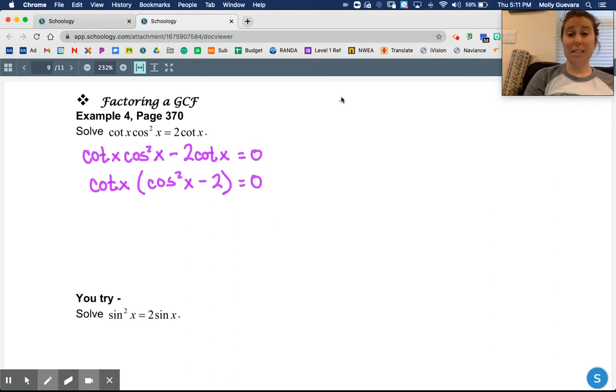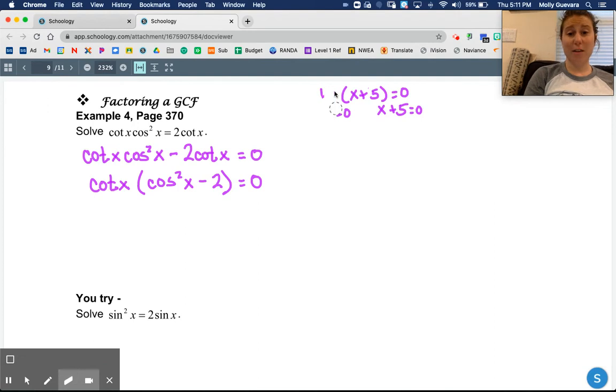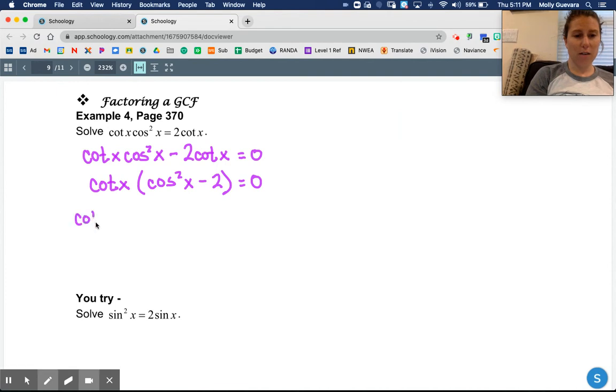And then just like a zero product property, right? Imagine if I had 4x times x plus 5 equals 0. How would I solve that? I'd set 4x equal to 0, and I'd set x plus 5 equal to 0, and I would solve. It's exactly what I'm going to do here. So I'm going to set cotangent equal to 0 and solve, and then I'm going to set cosine squared of x minus 2 equal to 0 and solve. So let's do this one first.